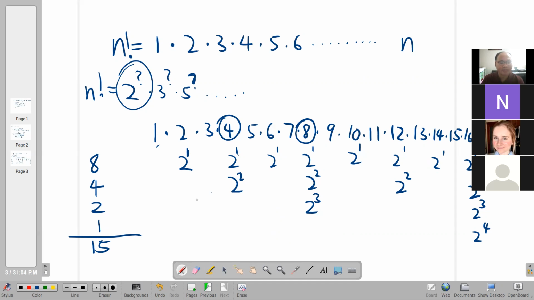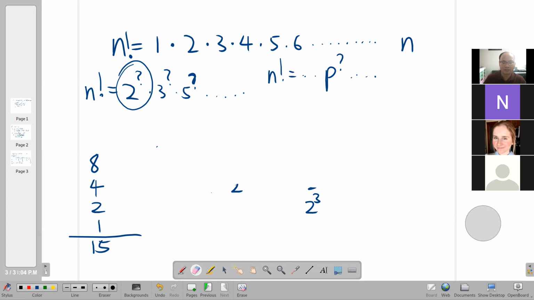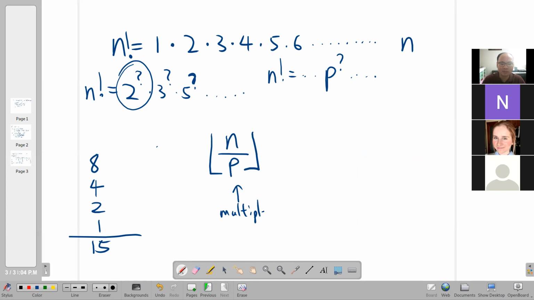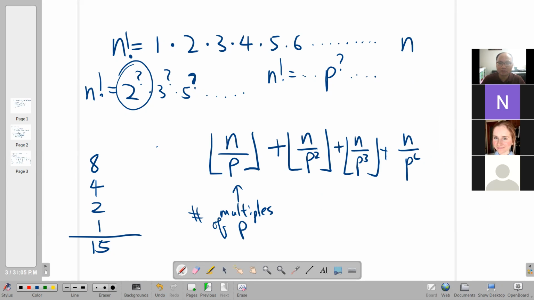And so on. So in general, if I want to know how many times a certain prime appears in the factorization of n factorial, the formula to compute that is this. N divided by p, rounded down, that's the number of multiples of p. But that's not all. The number of multiples of p squared, number of multiples of p cubed, p to the 4th, and so on. Eventually, p to some power is going to be bigger than n.